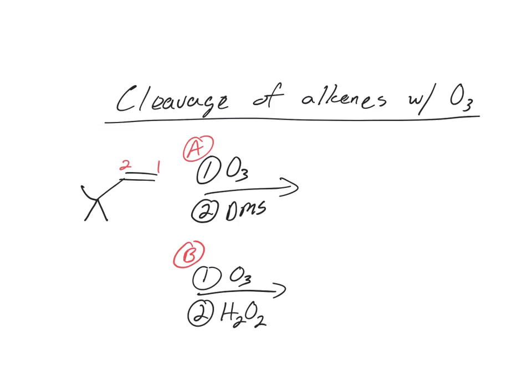All right, last reactions for alkenes. Last ones. Cleavage of alkenes with O3, with ozone. Two different ways you can do this. The first way, we call this the reductive method workup. And this one we call the oxidative method workup.